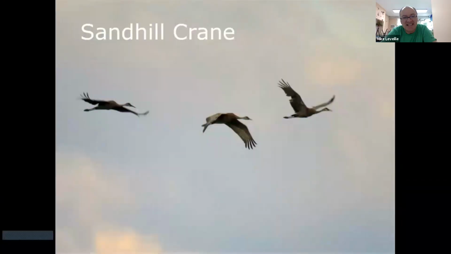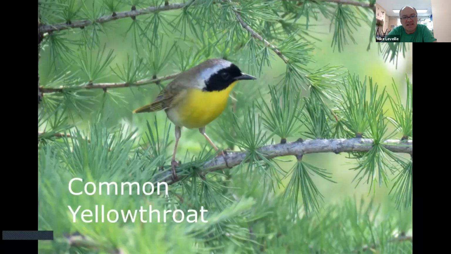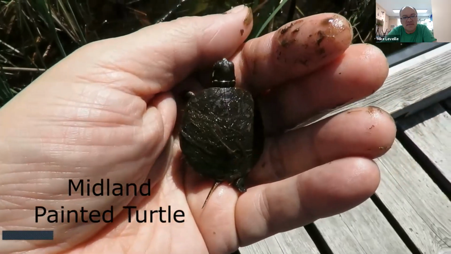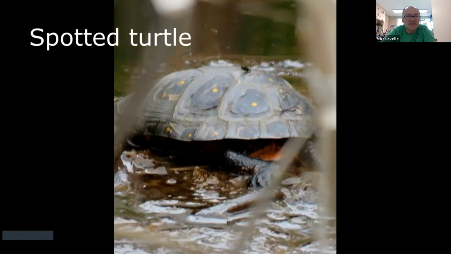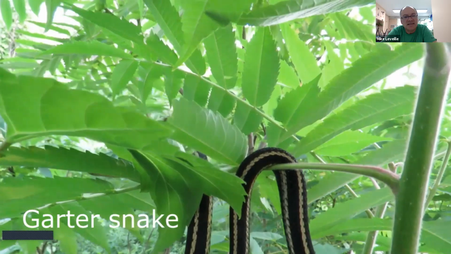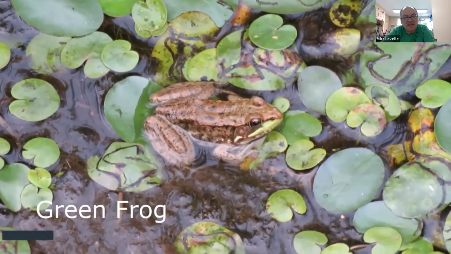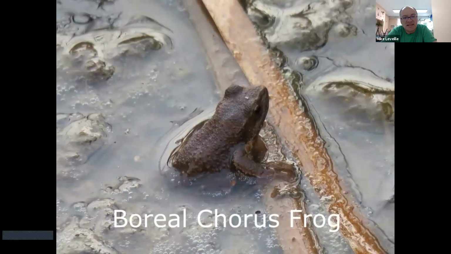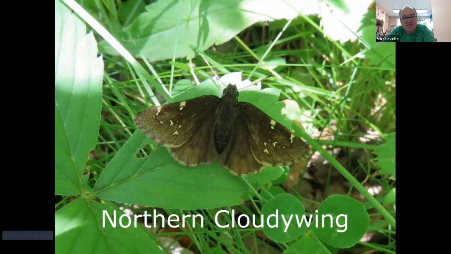Some of the birds I've seen, everything from sandhill cranes to mourning doves and the common yellowthroat. Reptiles include the midland painted turtle, the super rare spotted turtle, and garter snakes. I've seen green frogs and boreal chorus frogs. Insects include the dogbane leaf beetle and the northern cloudy wing.